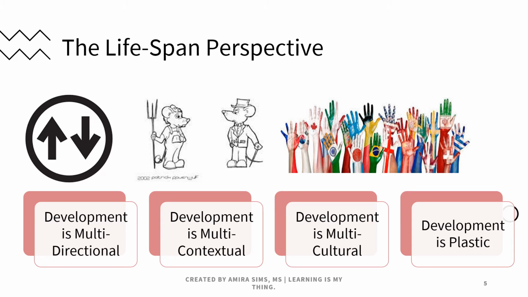The last one here is development is plastic. And there's two points that I want to mention, and you can find these in your course textbook under the heading of plasticity. And it's just saying that people can change over time. All right. And just to give you a reference, that is going to be page 19. So people can change over time, and new behavior depends partly on what has already happened.